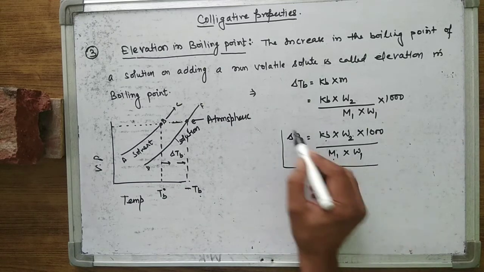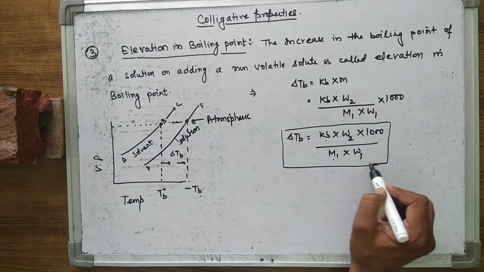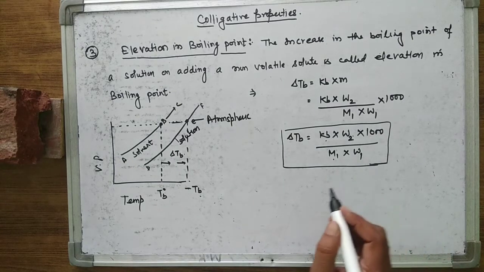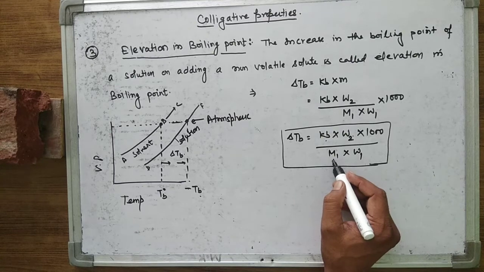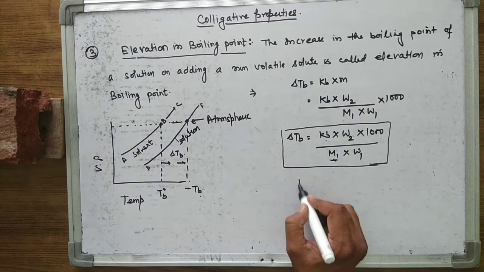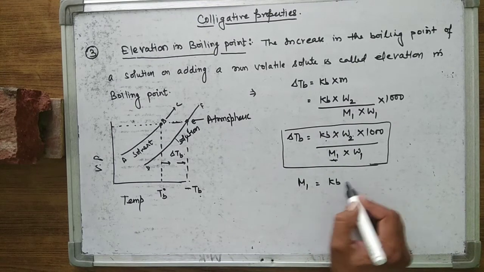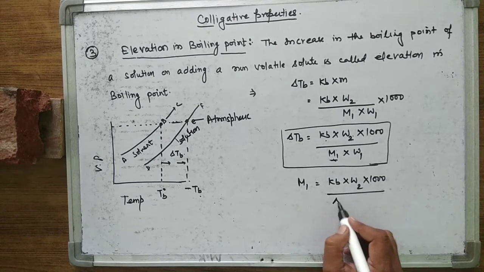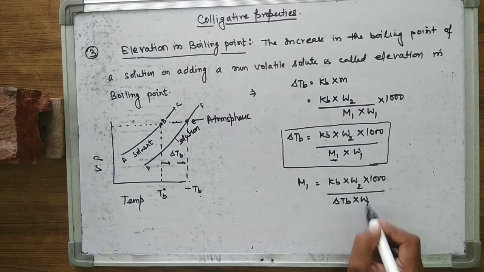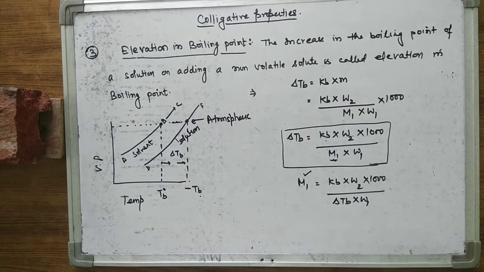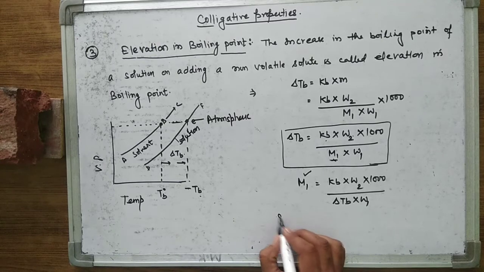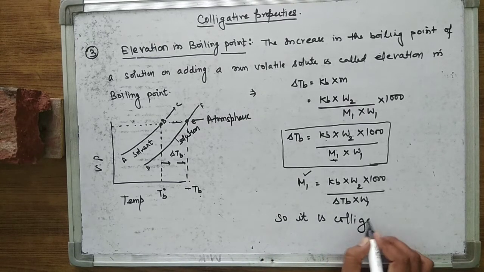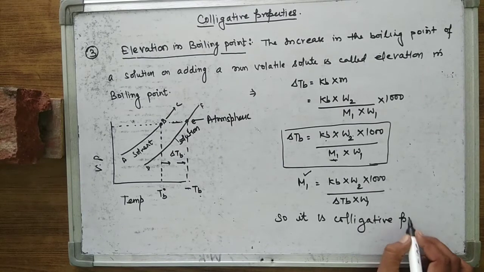This is the mathematical expression for elevation in boiling point. Here we are able to calculate the molecular mass of the solute: M2 is equal to Kb into W2 into 1000 over delta Tb into W1. We are able to calculate the molecular mass of a solute, so it is a colligative property.